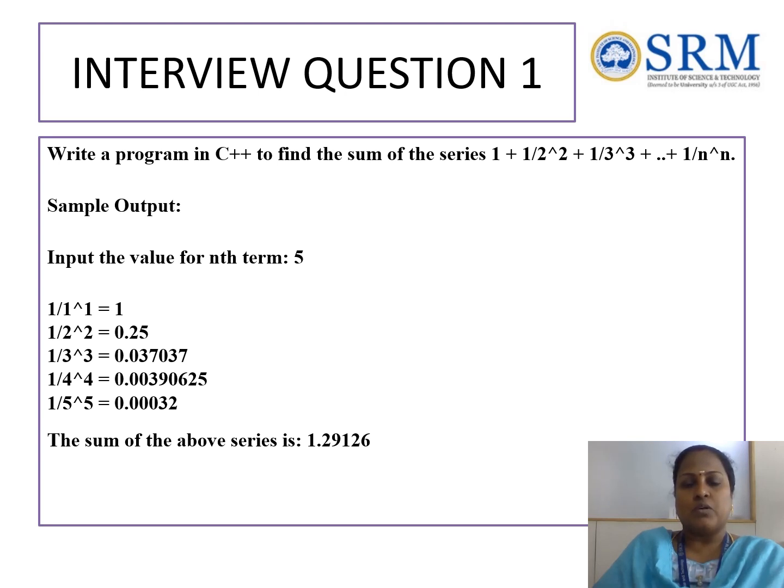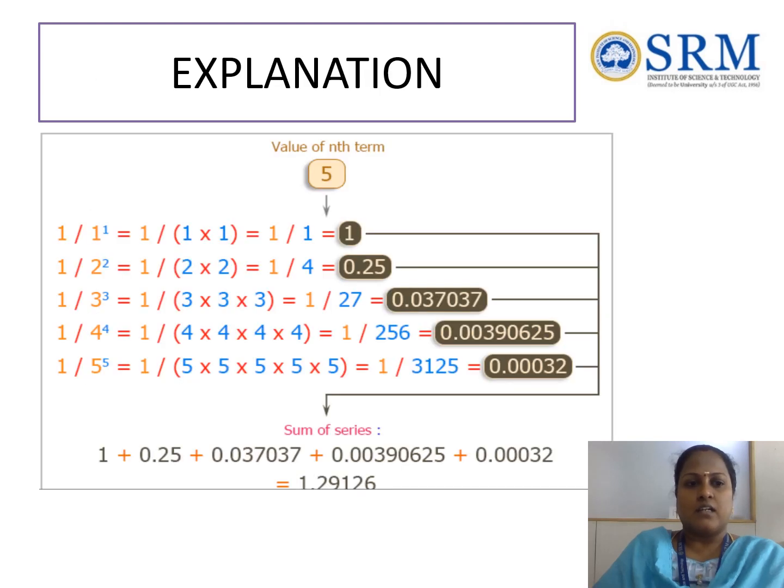So what is the logic behind this? Consider the series 1 by 1 power 1 plus 1 by 2 power 2 plus 1 by 3 power 3 up to 1 by n power n. If we take the looping concept, consider the term as 5. First the I value is 1. If you substitute I value 1, in the first iteration you will get 1 by 1 into 1, which is finally 1. After the first iteration, the I value is increased by 1. So 1 by 2 square, which is 1 by 2 into 2, so 1 by 4, which is equal to 0.25.